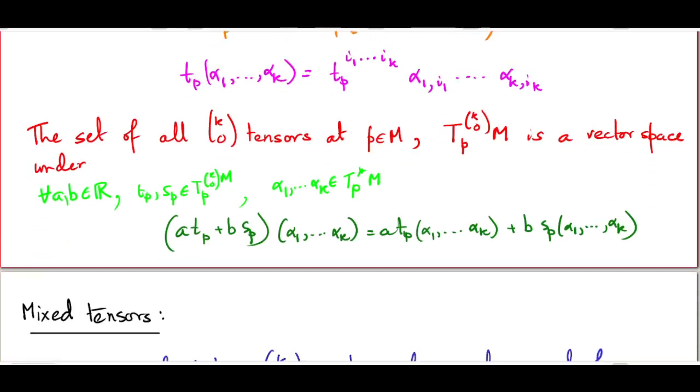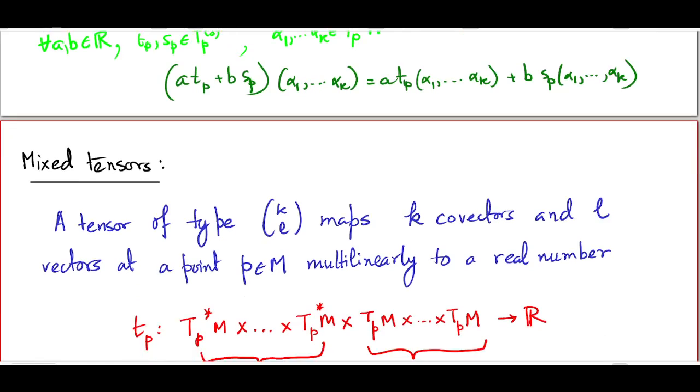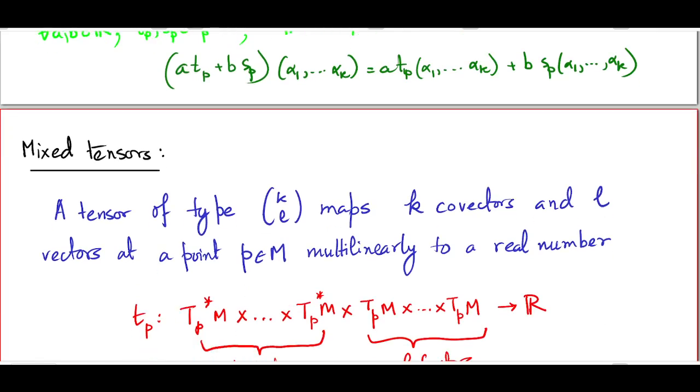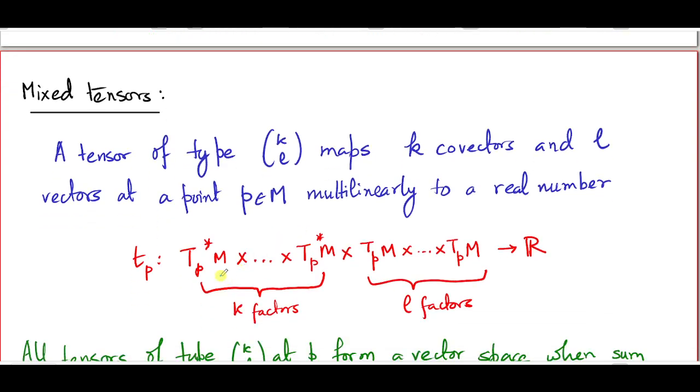Let us come now to the final kind of tensors, the so-called mixed tensors, a tensor of type (k,l). Now, rather obviously, it maps k covectors and l vectors at the point p multilinearly to a real number. So, it's a map whose domain is the Cartesian product of k T_p* M's and l T_p M's, and the range is R, the set of all real numbers. What is important? It is multilinear in all its arguments.